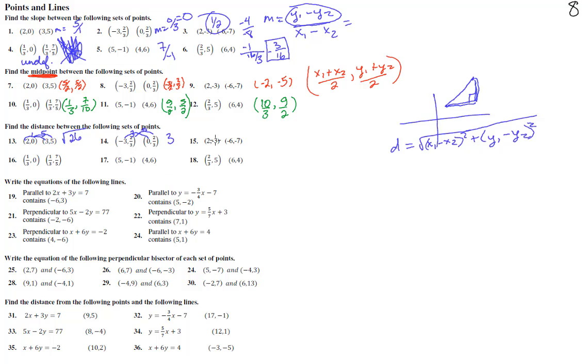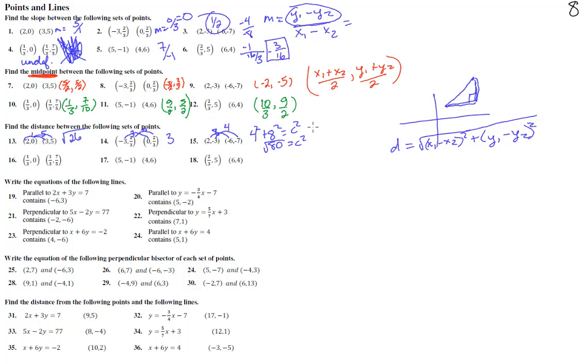Number 15. Here we have a distance of 4, and here we have a distance of 8. And so 4 squared plus 8 squared equals c squared. So this is 16 plus 64. That's 80 equals c squared. So we're going to do the square root of 80.